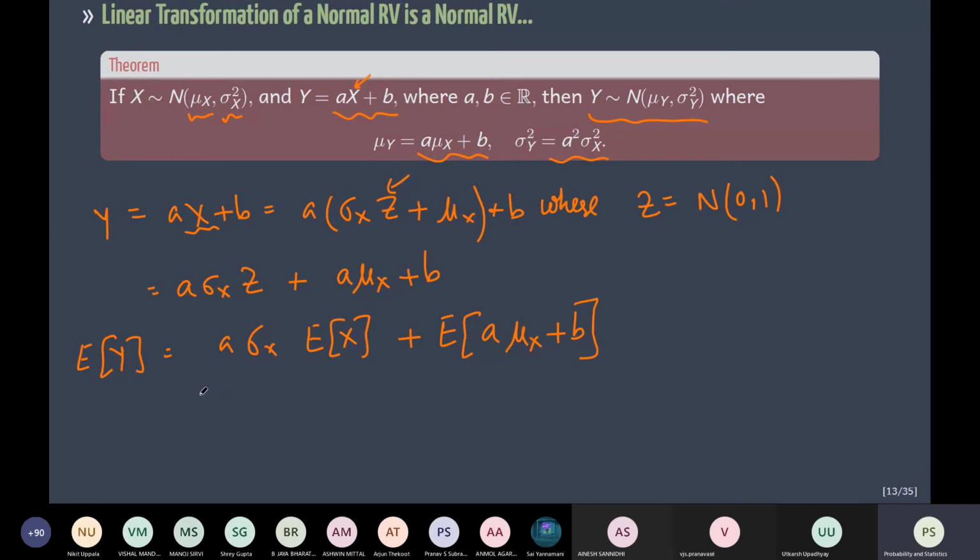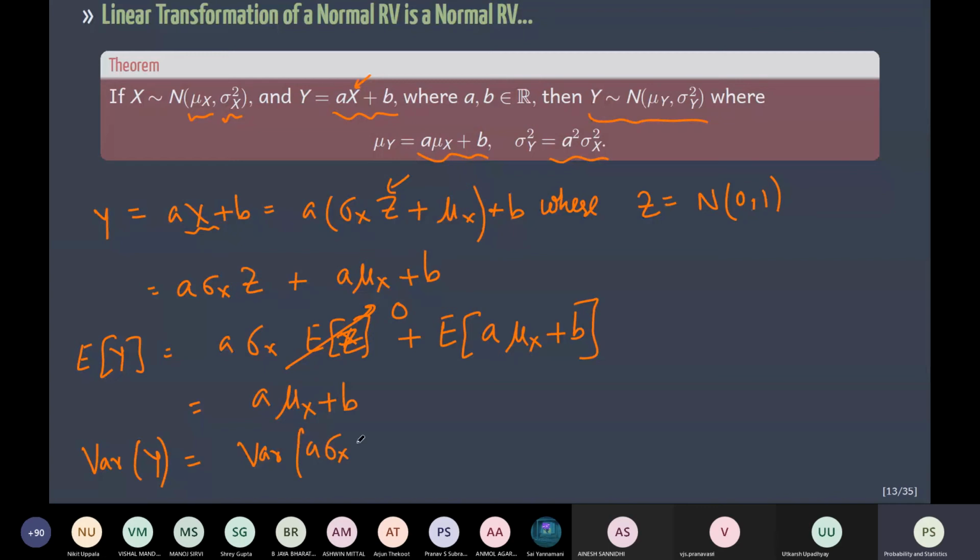Average value of a constant is constant, right? So here this guy will be 0 actually, right? And is this x? No, this is not x. We are talking about z here, right? So this is 0 because this is standard normal, and this will be a mu x plus b. Okay, so this is the expectation that we have to prove.